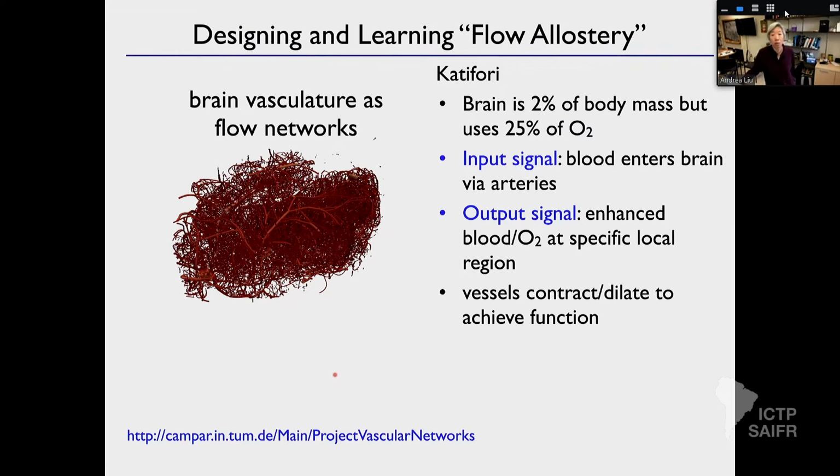Okay, so here's the brain vasculature. Here's the other system I told you about. So it turns out the brain, 2% of our body mass, uses a huge fraction of our oxygen.